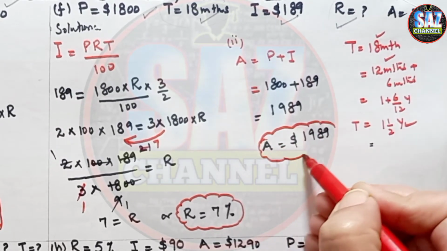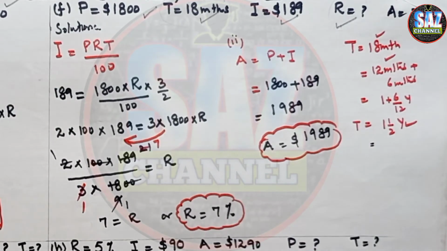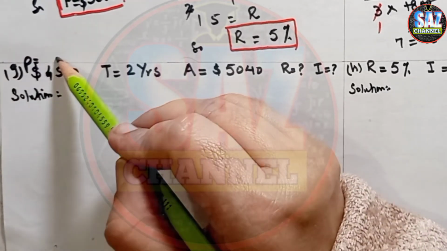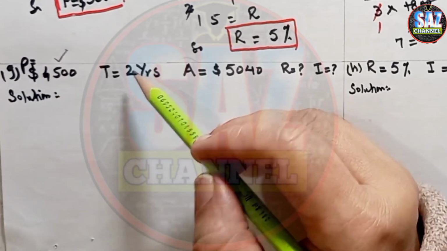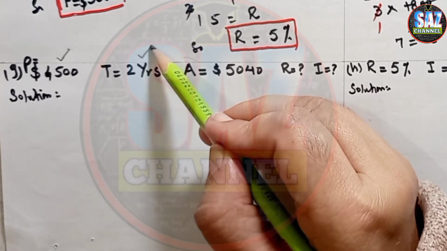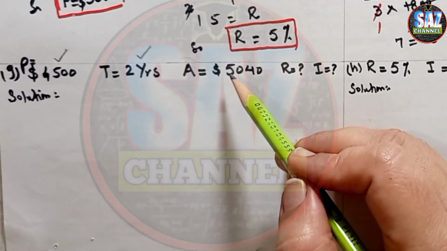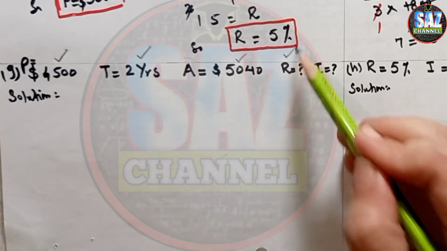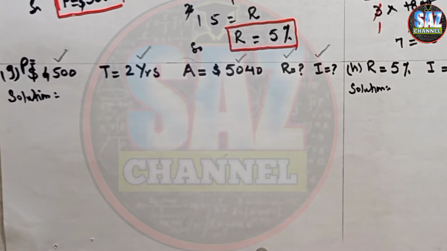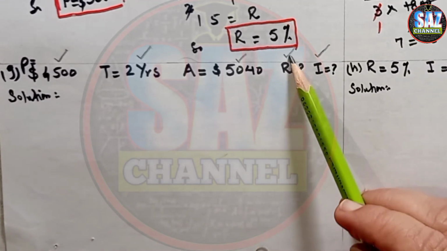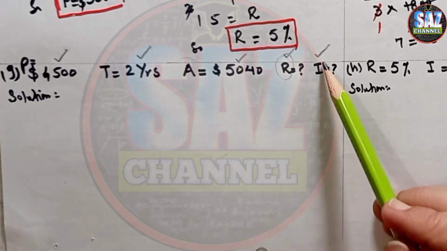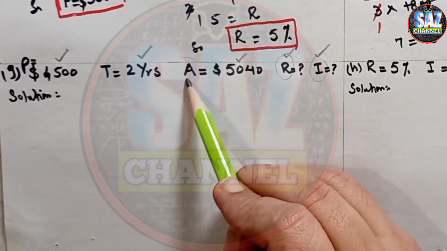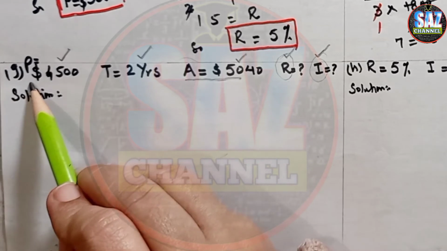It's really important to read the question and compare it with the given data in the book. Part G says that the principal is 4,500, the time is 2 years, and the amount is $5,040. Rate and interest are missing. In order to find the rate, first we should calculate the simple interest. When we read the data carefully, we can see that amount and principal are given.